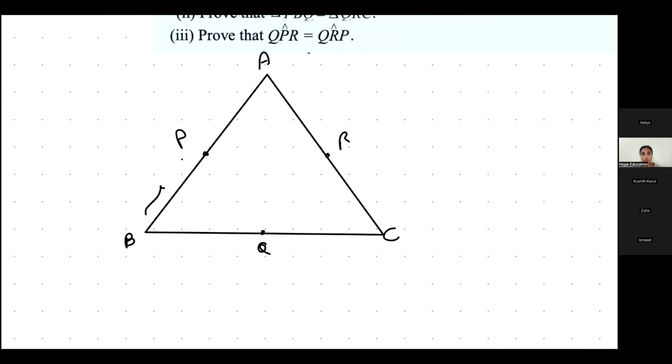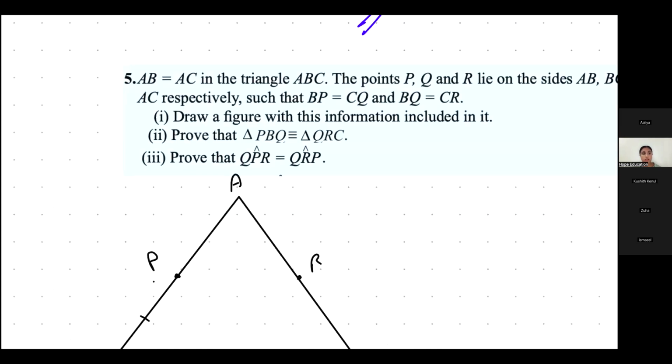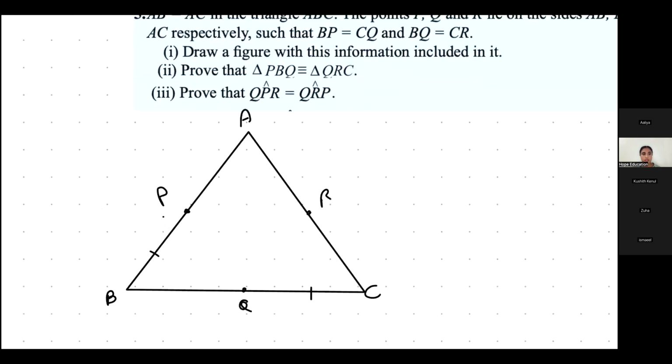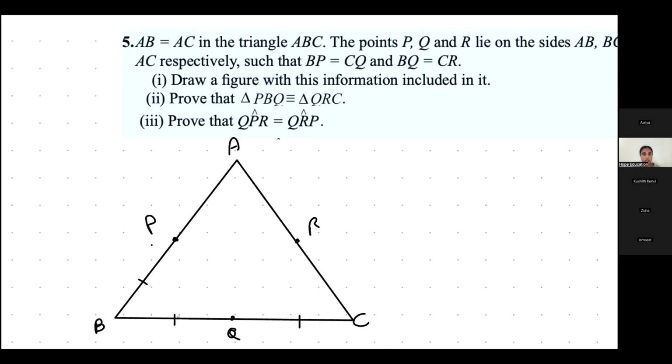So BP is equal to CQ. Then the other one is BQ equals CR. BQ is this. CR is this. All right. Draw a figure with the information included in it. I did not mark AB equals AC here because it gets a little complicated, but let's keep that in mind. So this is how we drew the figure.